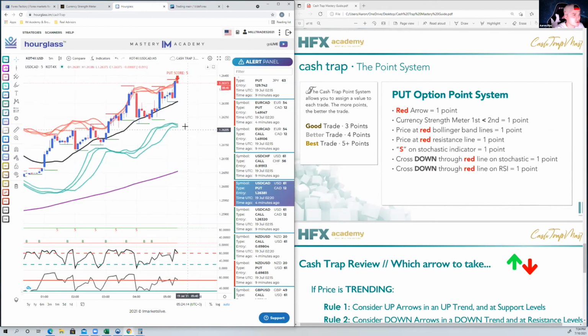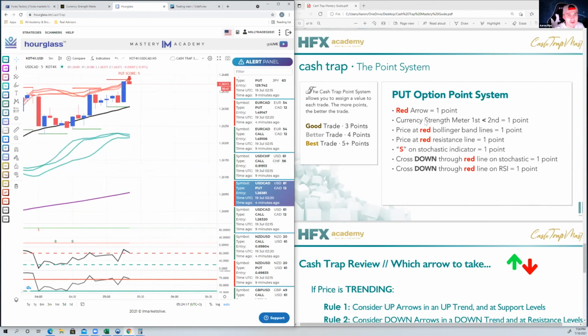Okay, here we go. So your USD CAD. All right, so put option point system. Add 1 point for the red arrow, right? 1 point. Currency strength meter: is the bottom stronger than the top? No, it is not. So we don't add 1 point. Okay. Is price at the red Bollinger Band lines? Yes, it is. So we add 2 points. Is price at the red resistance line? Yes, it is. That's 3 points.